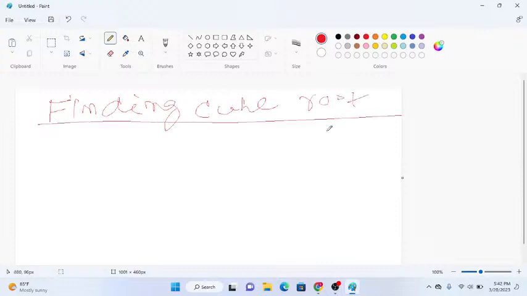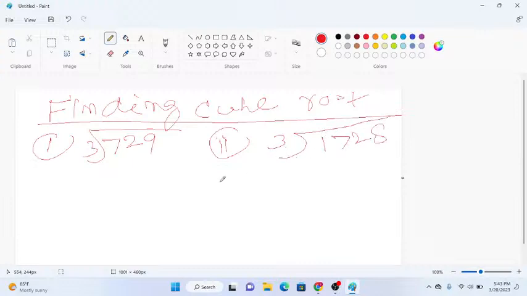There are three methods for finding the cube root. How can we find the cube root? Any number you take, just like it is given, we are taking first a simple number, just like 729. And we are finding what? The cube root of this number. In the same way, we are taking another example, and we are finding the cube root of what?